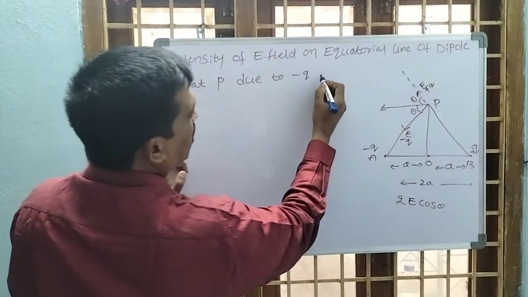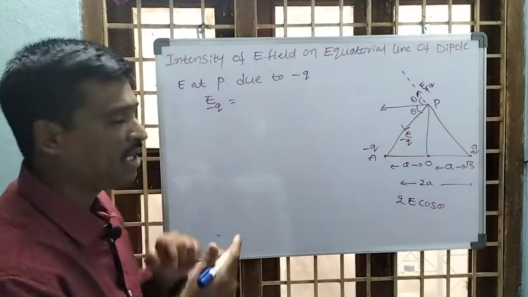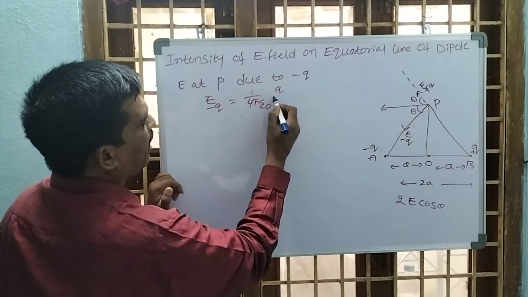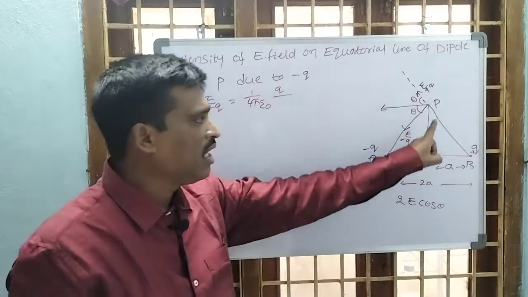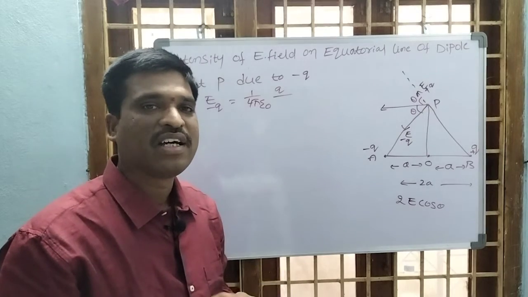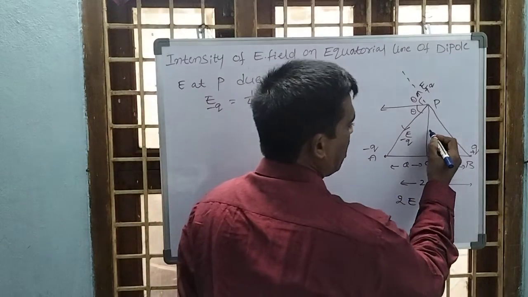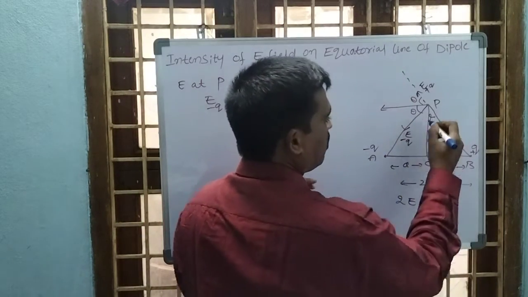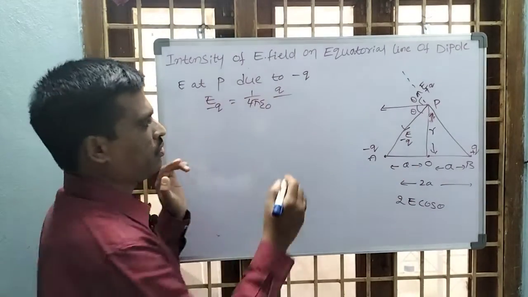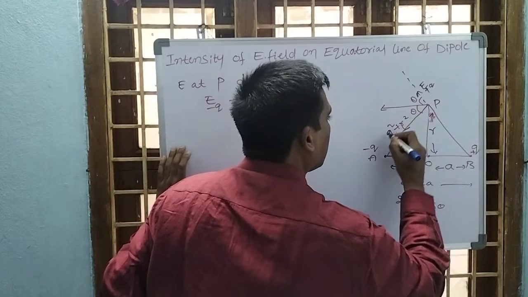Then the formula: E negative is equal to, the intensity of electric field formula, 1 by 4 pi epsilon naught into Q by R square. Q by R square, let us consider it is a right angled triangle. According to Pythagoras law, how to find this one? This is A, this is L, this is R, this is R. So this length is the square root of A square plus R square.